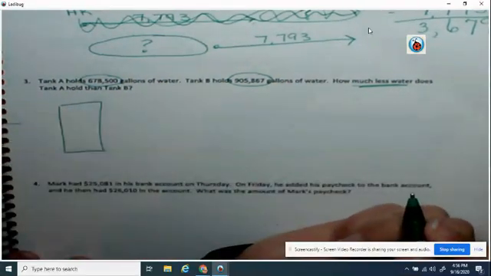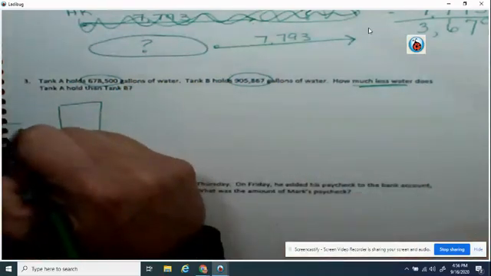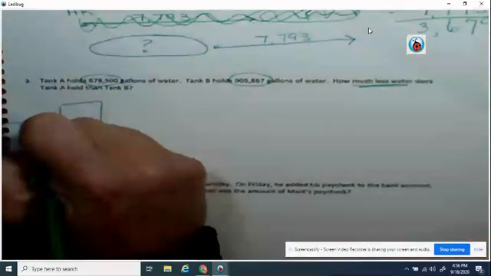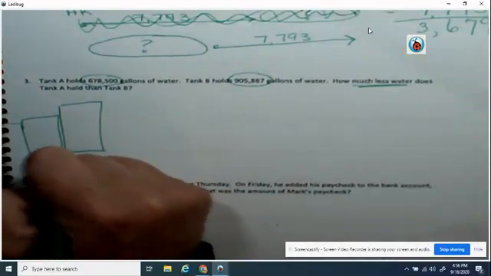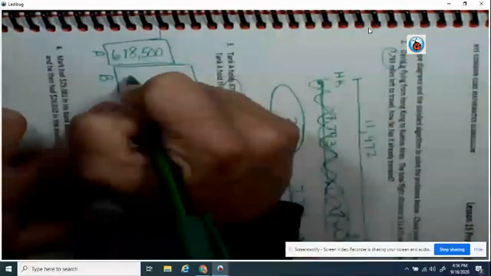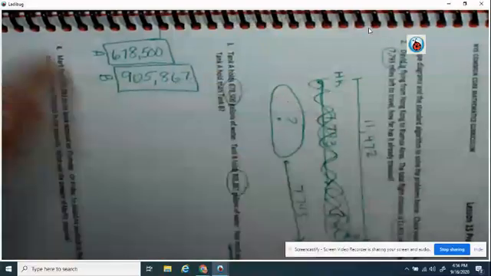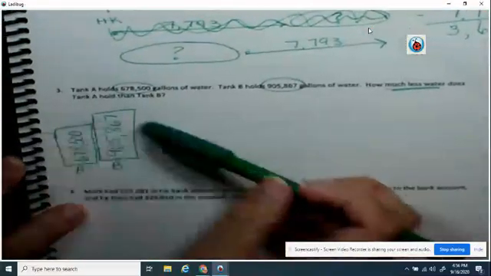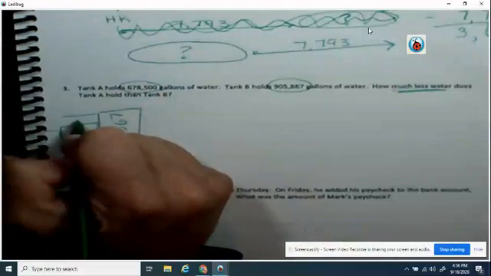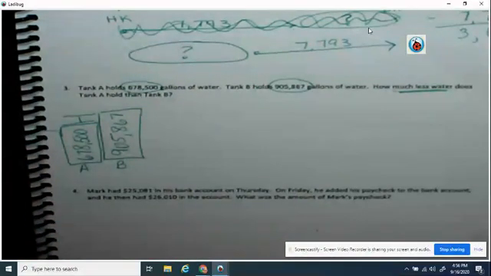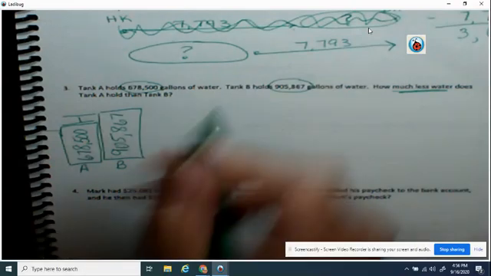Okay, so if I drew this one, I would do something like this. Okay, so this would be tank A, this would be tank B. Let's turn it sideways for just a second. Sorry, you all. So this is going to be 678,500. This is going to be 905,867. And what we're trying to figure out is how much more this is than this. So we're trying to figure out this amount in between here. How much more is that? So we're going to be subtracting.